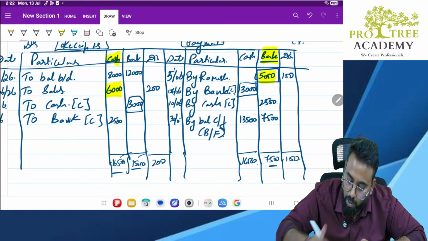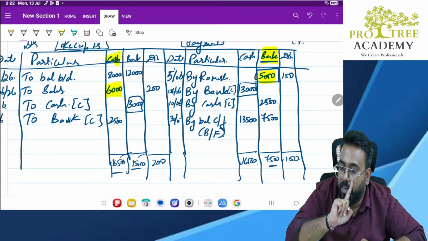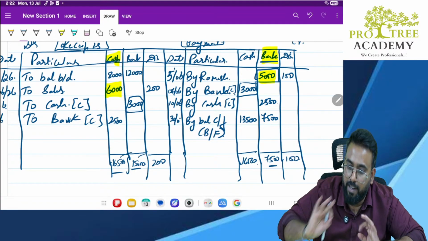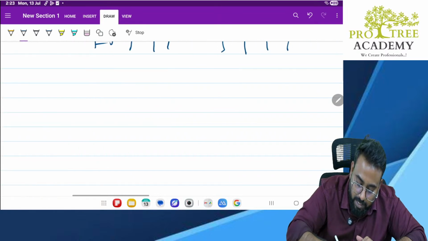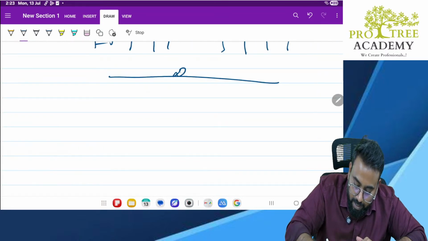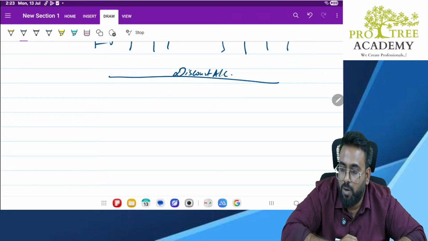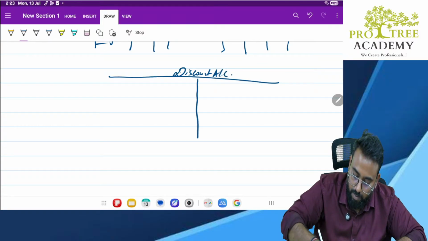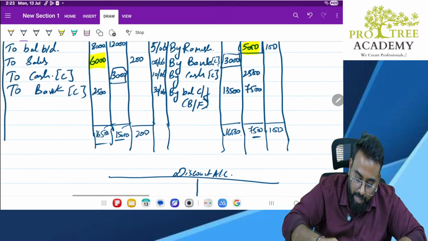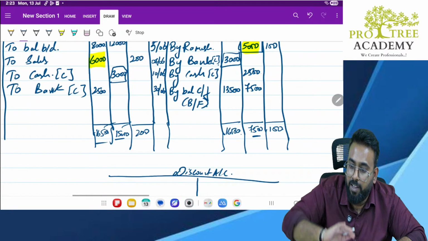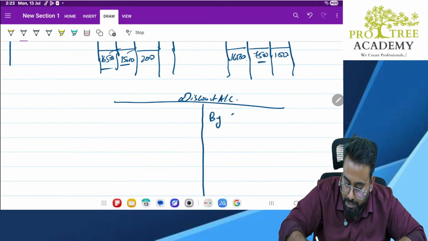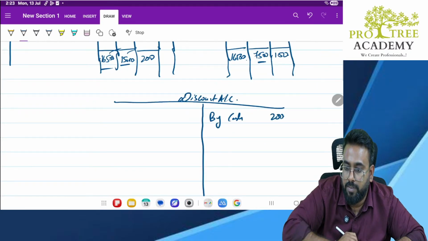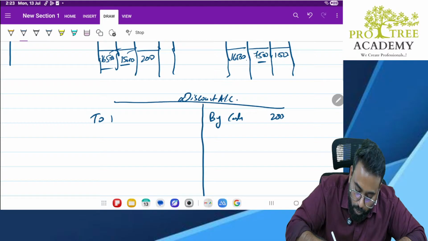Okay. Now what to do with discount, sir? Do nothing. Only total, leave it. Sir, then what next, sir? What next? I will show you. Next, you prepare discount account. Now in discount account, what will happen? Here, whatever has been debited will go on the credit side. So it will be by cash 200. This side it will be to bank.